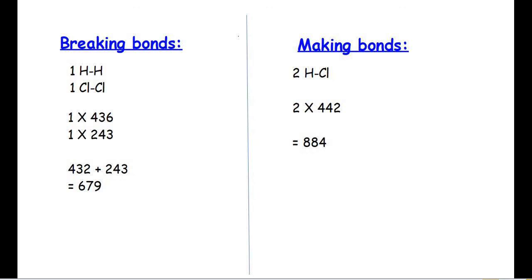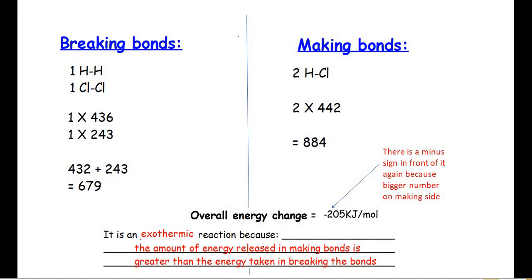And making bonds, you're making 2 lots of HCl's, 2 times 442, 884. Again, this number is bigger. So you can see already that it's going to be an exothermic reaction. By how much is it an exothermic reaction? Well, you take them away, and you always put a minus sign in front to show that it's exothermic, because the bigger number is on the making side. An exothermic reaction because the amount of energy released in making bonds is greater than the energy taken in breaking the bonds.